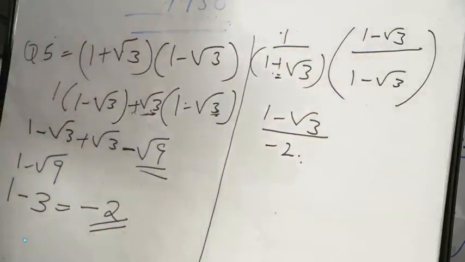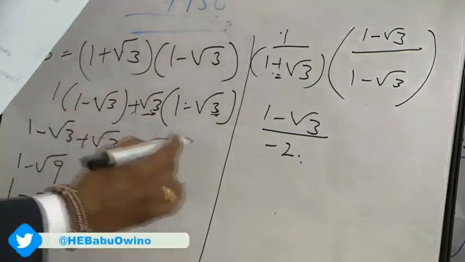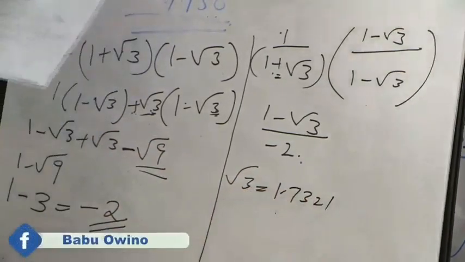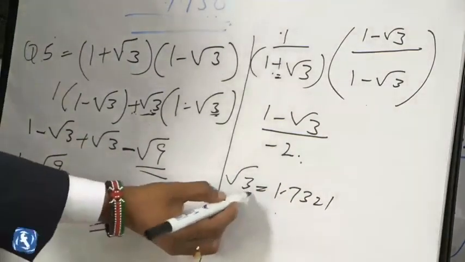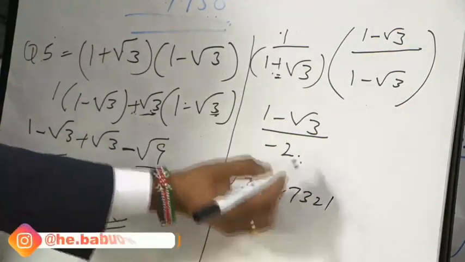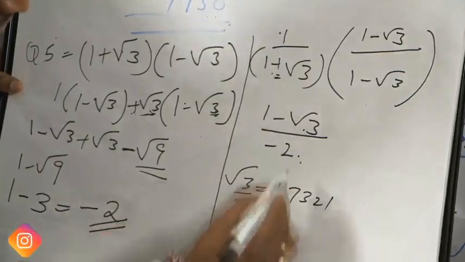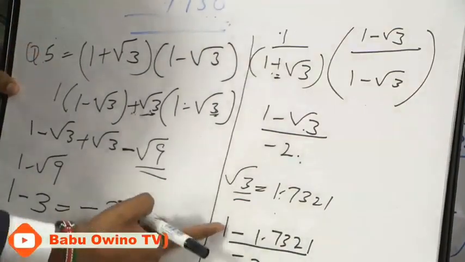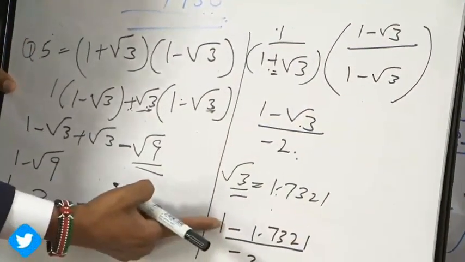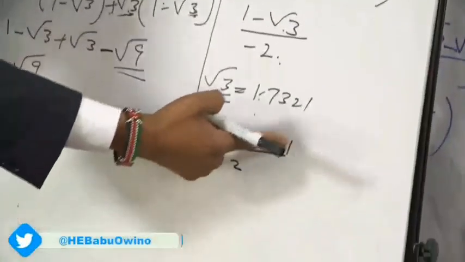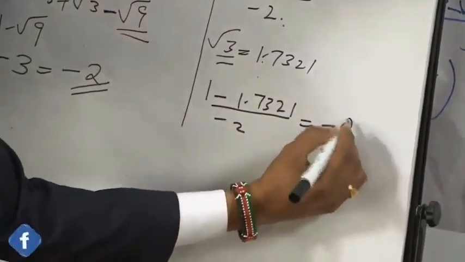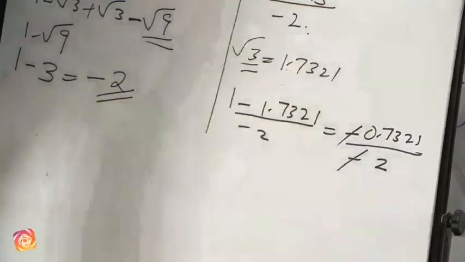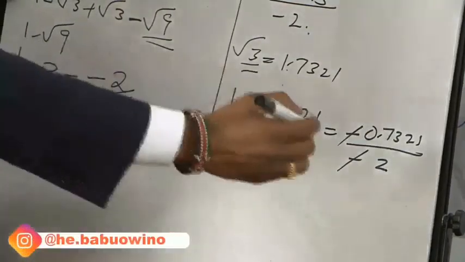Hence evaluate to 3 significant figures. We've also been given that root 3 equals 1.7321. So where there is root 3, you replace it with 1.7321. So we have 1 minus 1.7321, divided by minus 2. Solve the numerator alone. 1 minus 1.7321, you get minus 0.7321. Divide by minus 2. Minus goes with minus.